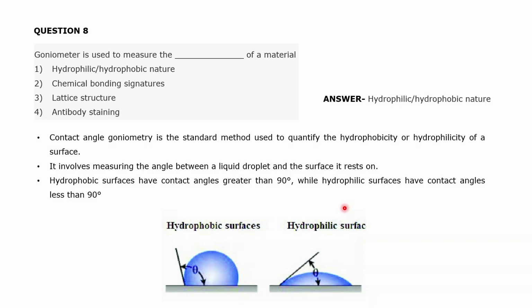If you look at several extracellular matrices, they are mostly hydrophilic in nature, because if the adherent cell needs to adhere and proliferate, then the cell needs a hydrophilic surface so that it can adhere as well as proliferate. So it gives a surface characterization of the extracellular matrix that you have developed within the culture plate. Goniometry is used to measure the hydrophilic or hydrophobic nature of the material.